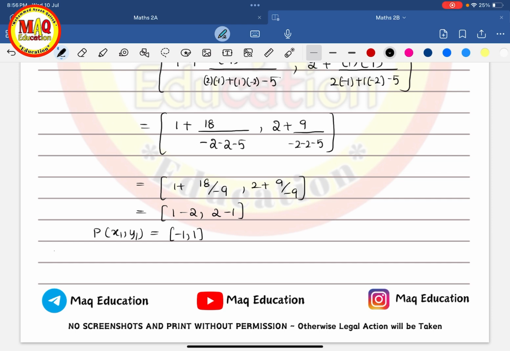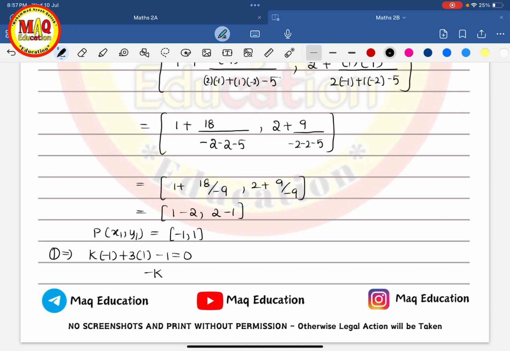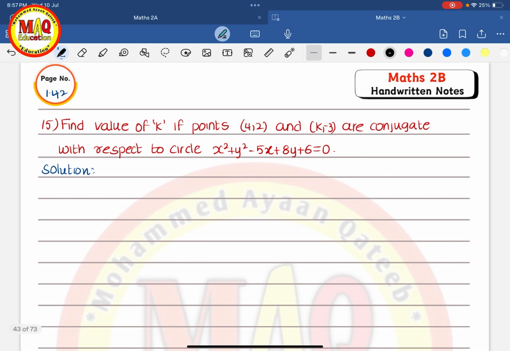Now substitute this in equation 1. That implies k into minus 1 plus 3 into 1 minus 1 equal to 0, minus k plus 2 equal to 0, which implies k value is equal to 2. Therefore, we got the k value. So, the equation is 2x plus 3y minus 1 equal to 0. Next question.